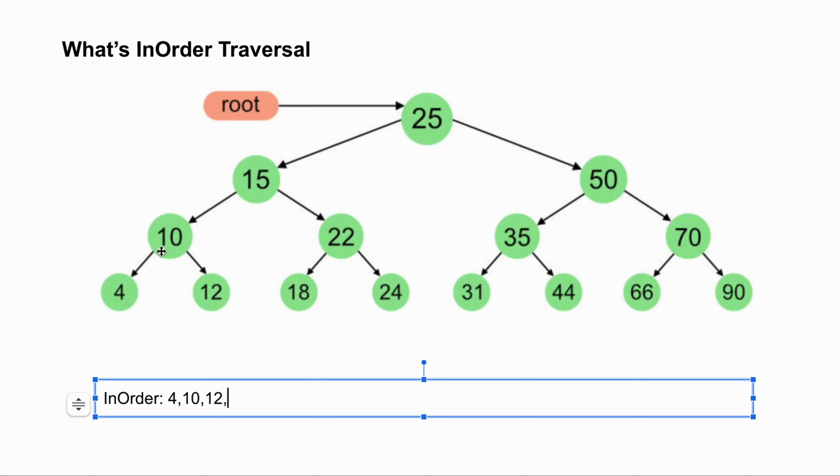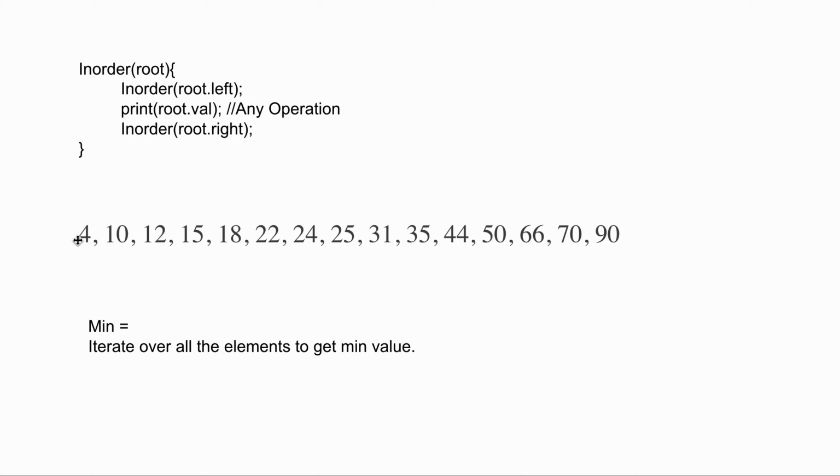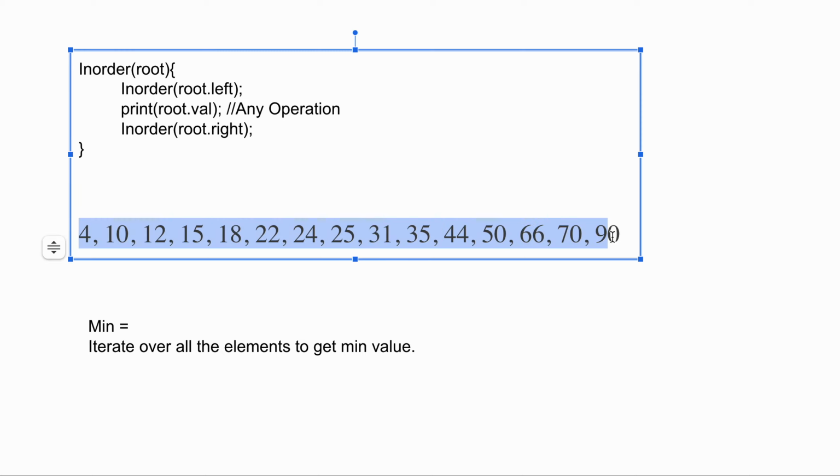All the left nodes are printed here. If you look, 4, 10 and 12 are printed. Then we will come to 15 and print 15. Then we will come to the right node, 22. Since this already has a left, we will go to the left, 18. Does it have a left or right? No, it doesn't. So we will just print the value. Then again 22 and 24 and so on. So what will be the actual order? This will be the complete in-order traversal. If you look here, this is completely sorted in ascending order.